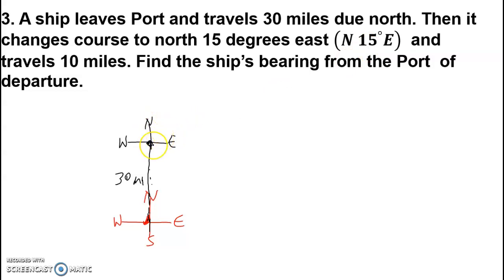So northeast 15. Okay, I'm going to change color here. 15, tiny bit. So this angle here is 15. And of course, we can extend this. 15 degrees. Travels there east and travels 10 miles on it. Find the ship's bearing from the port of departure. So the port of departure is right here. So we are looking for this port of departure.